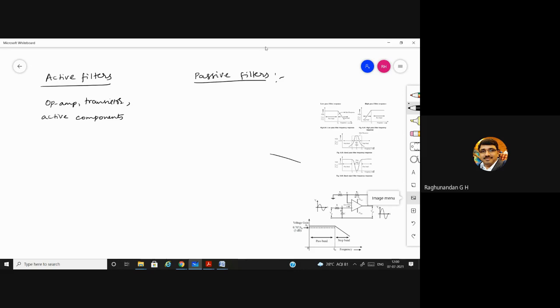Coming to the passive filters, they'll be made up of resistor, inductor, and capacitors. So as you know, resistor, inductor, capacitors are the passive components. They will not be adding any gain to the given input. They'll be just filtering out the unwanted frequencies.